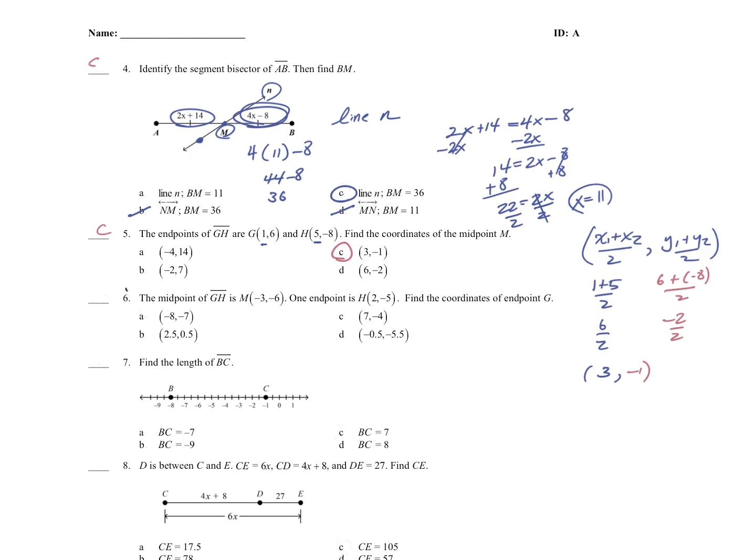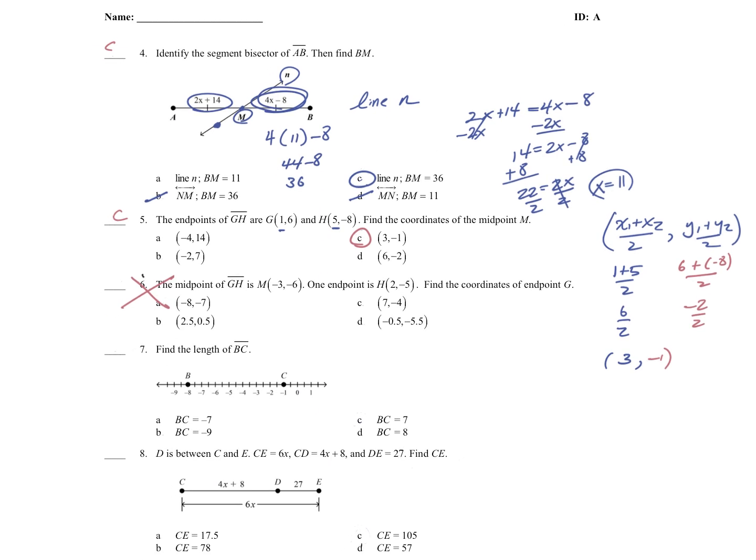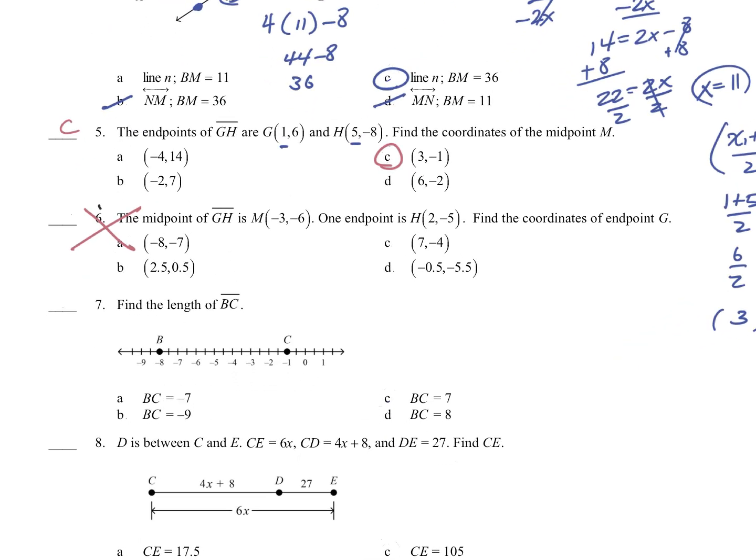Number 6, so you don't have to do 6. So I'm crossing off 6. This is not required. You only actually have to find the midpoint given the endpoints. Find the length of BC. So you could just count here, to be honest. That's how I would do it. But you're going from here to here, and there's 7 spaces. Length is always positive, so we could cross these out. So there's 7 spaces between negative 8 and 1. So it would be 7.